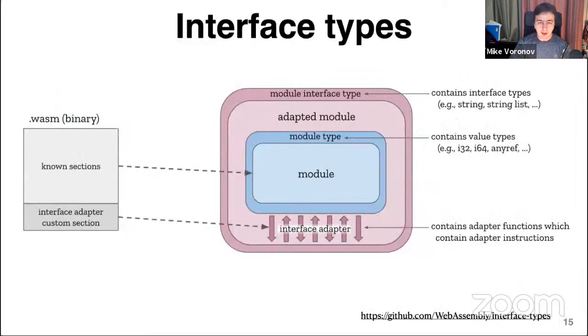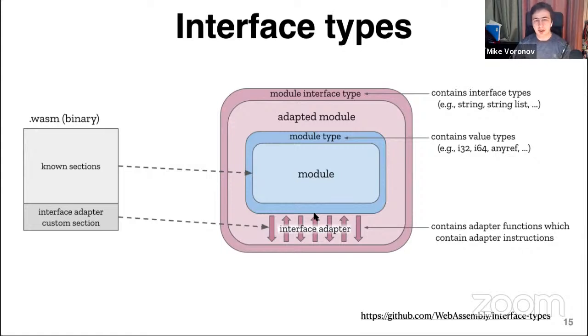And the last slide in the section is about interface types. As I said at the very beginning, WebAssembly supports only basic types, only integers and floating points. And WebAssembly consists of proposals. One of the most important proposals is called interface types. This proposal brings interface types to the WebAssembly ecosystem. Interface types here could be considered as a wrapper.